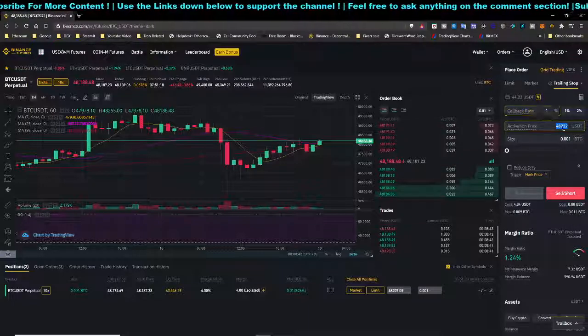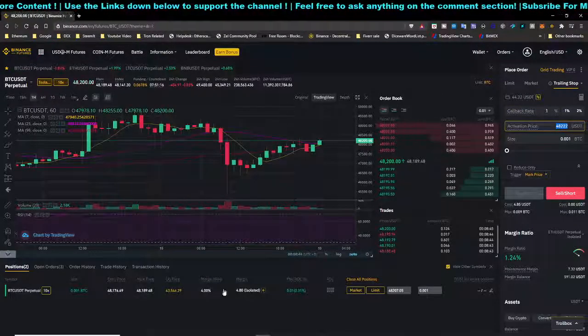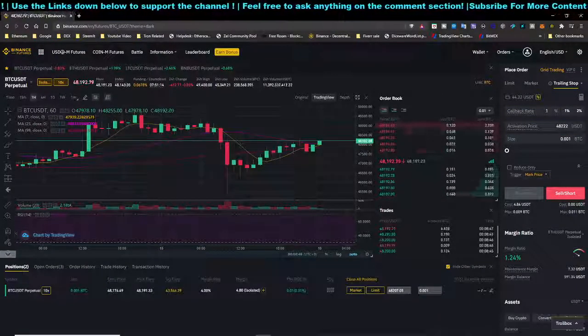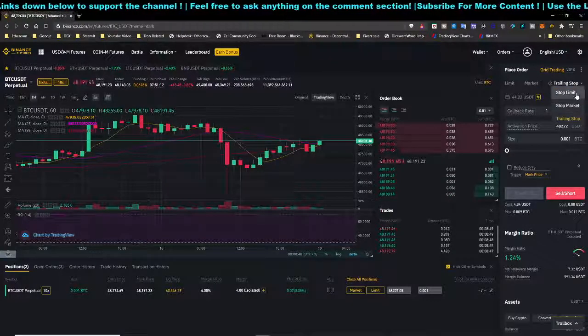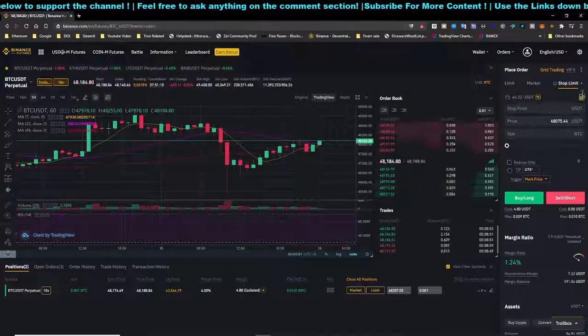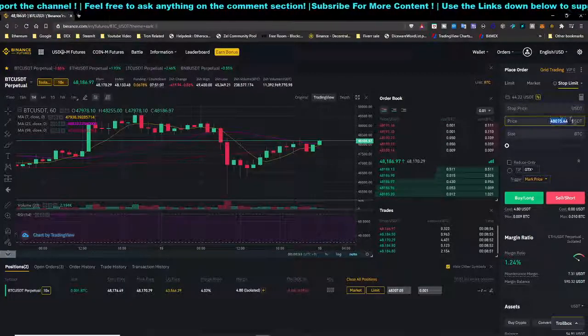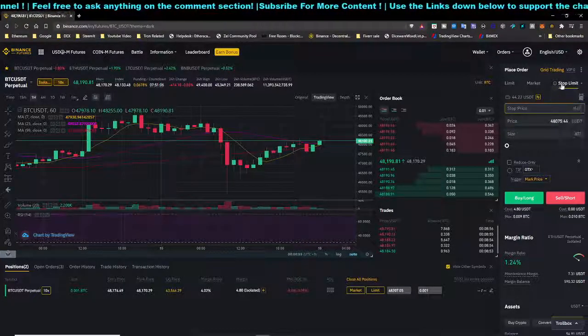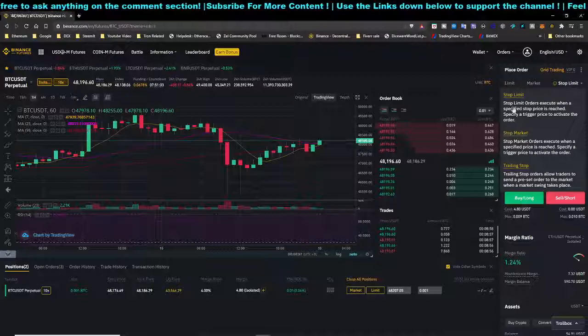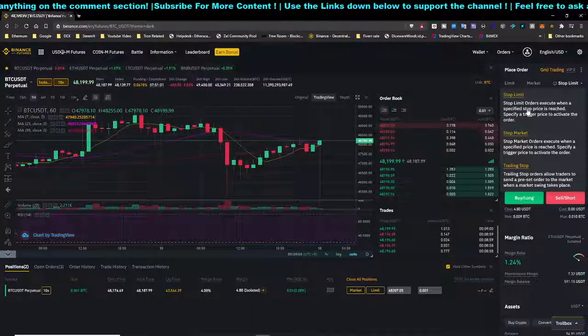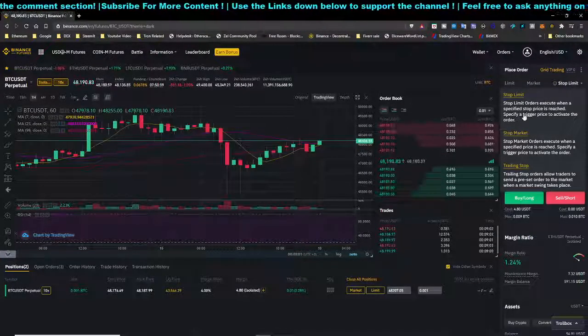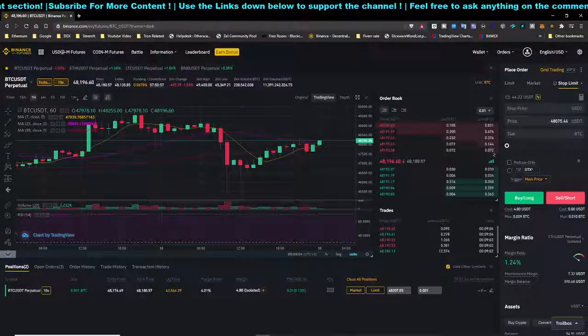Once you have completed this setup, just click on sell, and it is going to show on the order itself. I'm not going to execute the order. For stop limit, it's the same: the price and the stop price over here. It executes when a specific stop price is reached, and a trigger price activates the order.